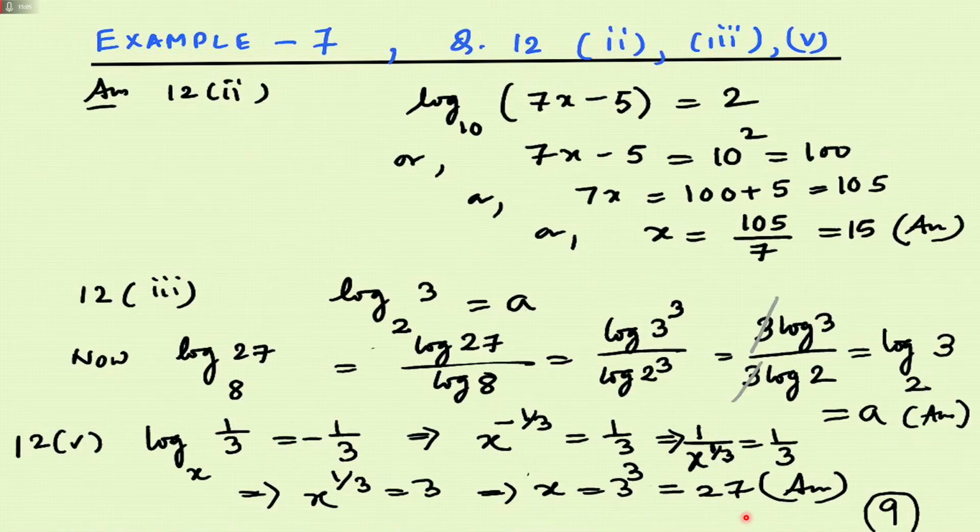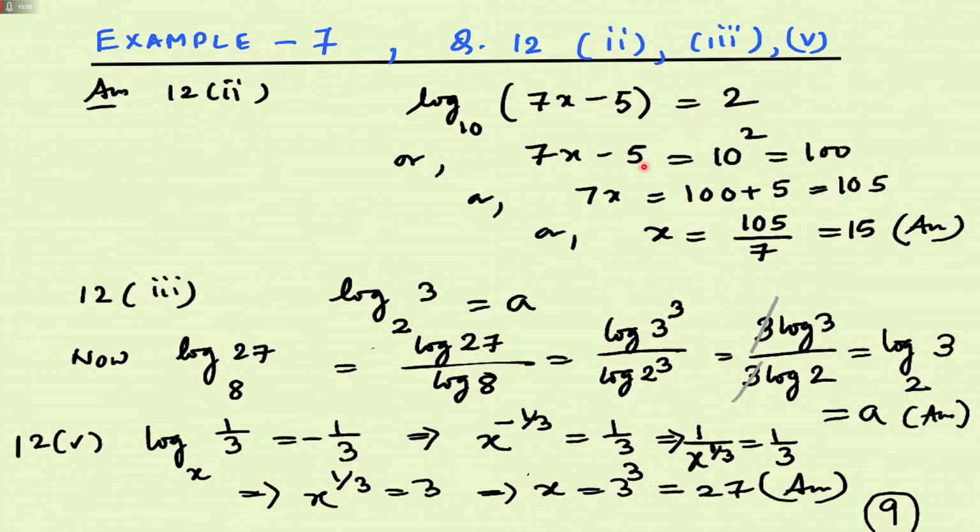Okay. Now, in example 7, I have discussed question number 12, and 3 problems are here: question number 12.2, 12.3, and 12.5. What is in 12.2? If log of 7x minus 5 base 10 is equal to 2, find the value of x. Actually, it is a multiple choice question, but I am giving you the right answer, and so you will have the option of the problem.